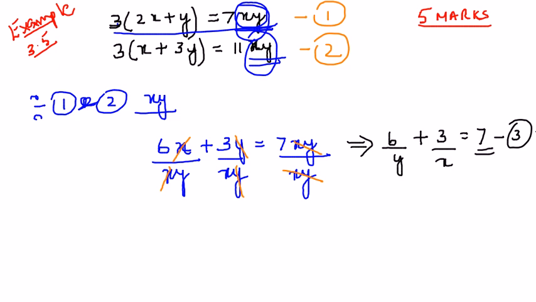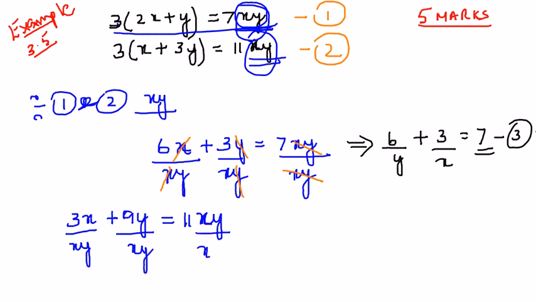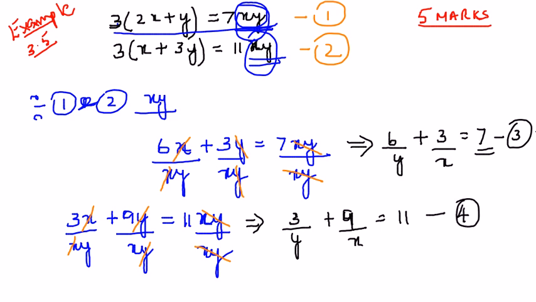Likewise, can you do it for equation 2 also? Do the sum along with me. So I'm going to divide this second equation also by xy. So now you tell me what all will cancel. Here xy will get cancelled, here y gets cancelled, and here x gets cancelled, right? So this equation can be written as 3 by y plus 9 by x is equal to 11, right? So good. Now we have eliminated xy from both equation 1 and 2.